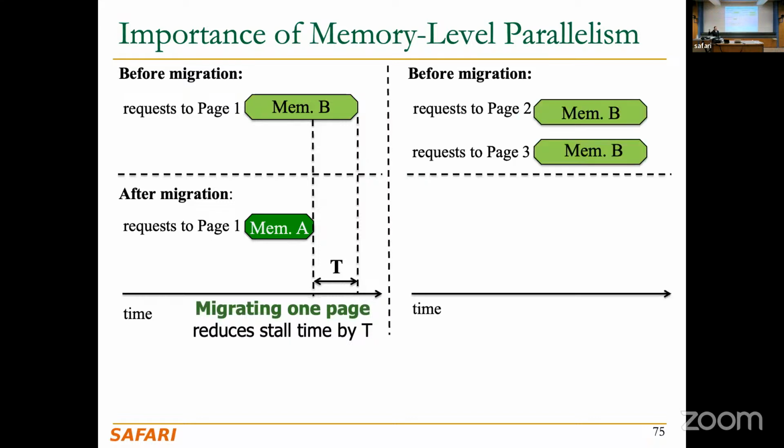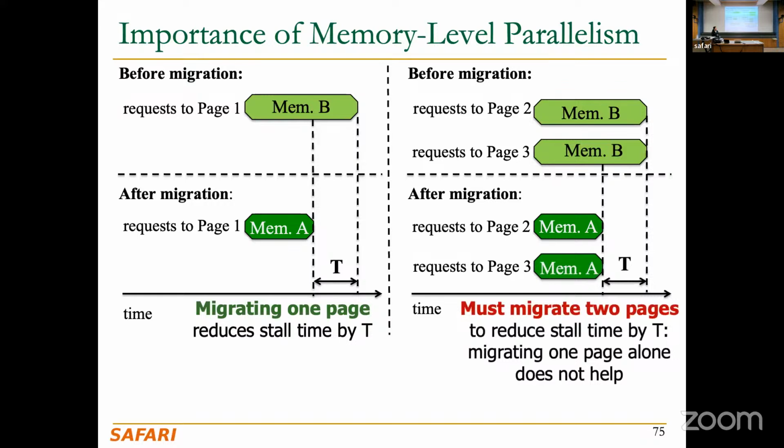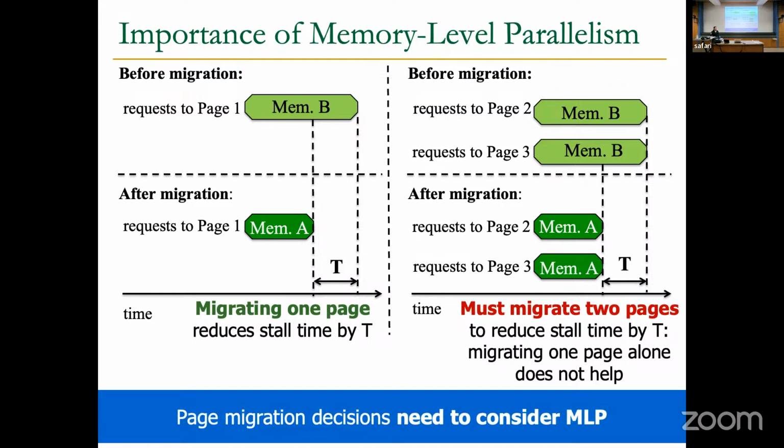However, when we consider memory parallelism, where we have a lot of concurrent accesses to the memories, page 2 and page 3 access memory B. If we only migrate one page to memory A, we still need to wait for the access to memory B to finish. So you must migrate the 2 pages to reduce the stall time, because migrating 1 page alone cannot help in this case. And so we conclude that the page migration decisions need to consider the memory level parallelism in the system.